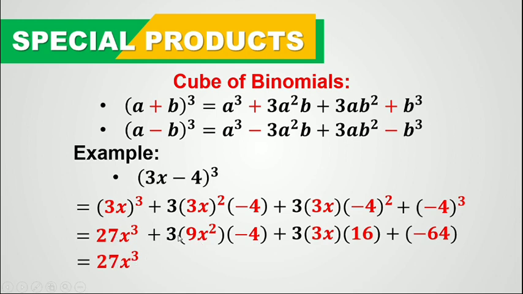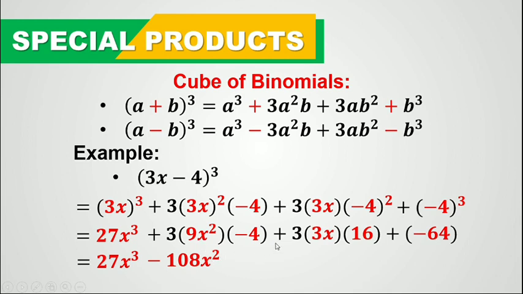So 3 times 9x squared, that's 27x squared, times negative 4. Positive times negative, that's negative 108x squared. It becomes negative 108 because 3 times 9 is 27, times negative 4 is negative 108, and we copy the variable, or the literal coefficient, x squared.